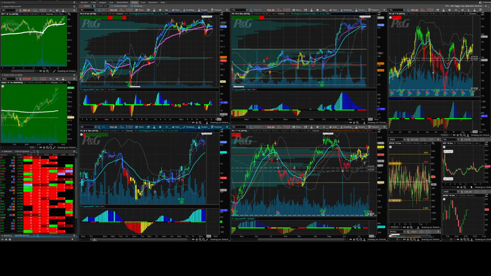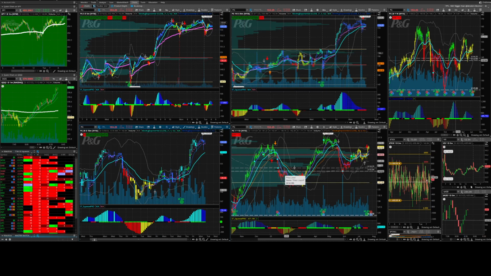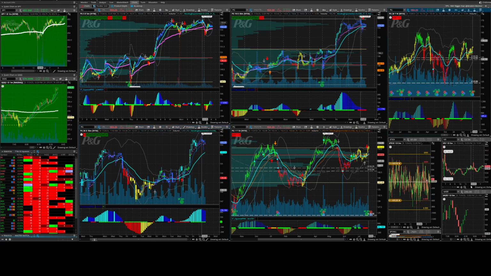On the chart in front of you, you'll see the four main charts in the grid are a 5-minute, a 30-minute, a 78-minute, and a daily. The upper right corner is a weekly, just to see what that looks like. And then, of course, in the bottom right-hand corner, I have the ticks and the VIX and the ADD.